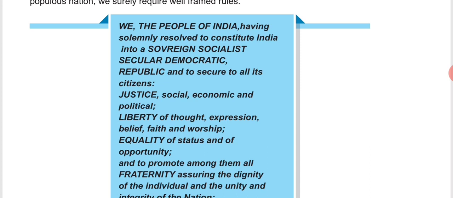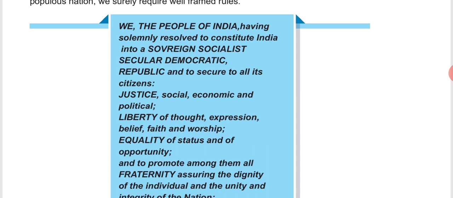Secular means not connected with any religious or spiritual matter. That means our government is not connected with or under the influence of any religious or spiritual group. Then comes the word democratic. Democratic means for the people, of the people, and by the people. So our country is a democratic country. Then comes the word republic.